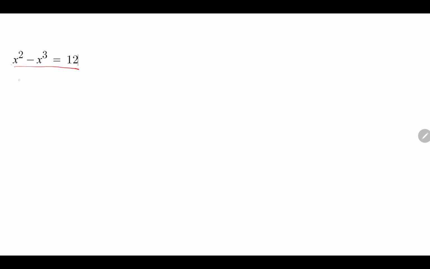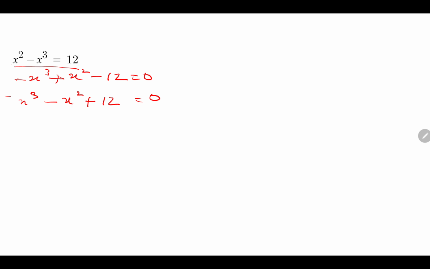right? Let's start with the bigger cubic term first. So it's x cube, and we can write it as plus x square, and if I bring it over, it's minus 12, equals 0. Now we will multiply both sides by minus 1. If I multiply 0 by minus 1, it will again be 0. And here it would be x cube minus x square plus 12.